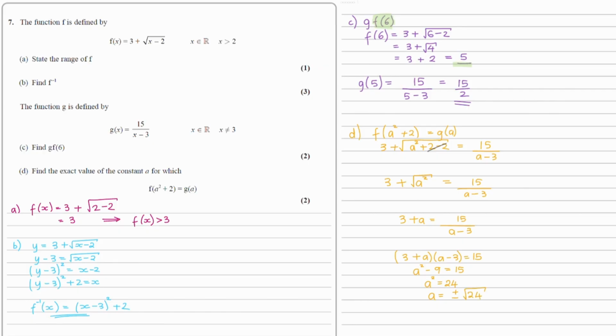However, the question has told us that x has to be greater than 2, which means we are going to disregard the negative. So our answer is just going to be the positive root of 24. And because we are giving our answer as an exact value, we can simplify this further and write it as a is equal to 2 root 6.